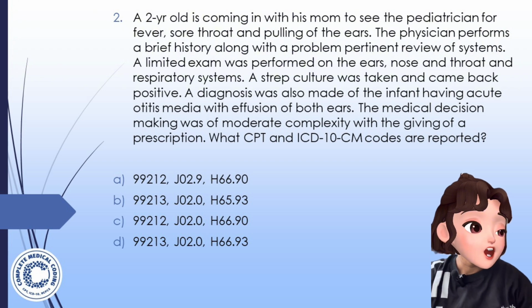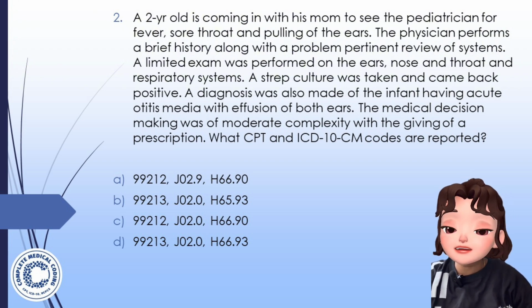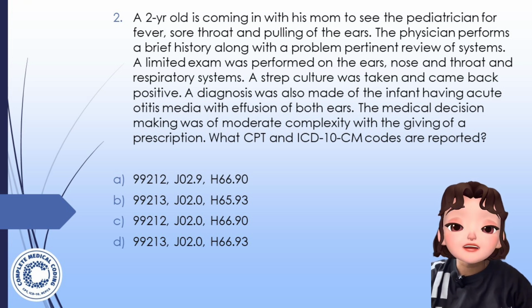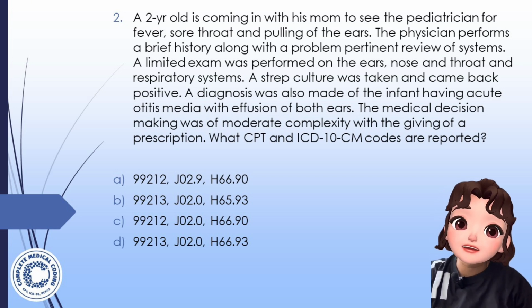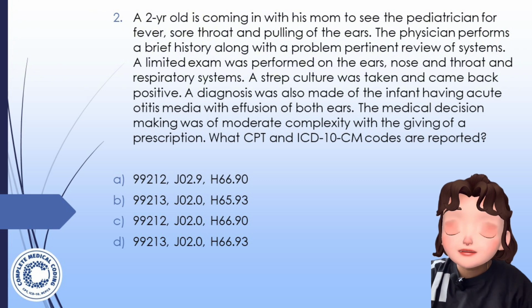H66.90 represents otitis media unspecified ear. Again, that is wrong. This is not unspecified, right? We have acute and unspecified. It's not unspecified ear, it's bilateral ears. So let's go to the other option.